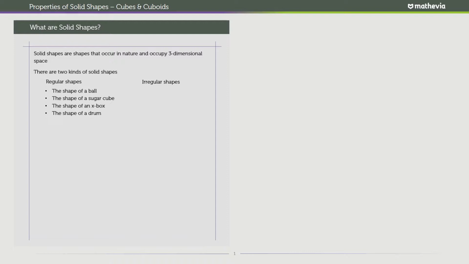Okay, and then a sugar cube is a defined shape. An Xbox also looks very defined. And the shape of a drum, or a tin of, let's say, tomatoes, or a tin of milk, that's a cylindrical shape. Okay, and now let's talk about irregular shapes.